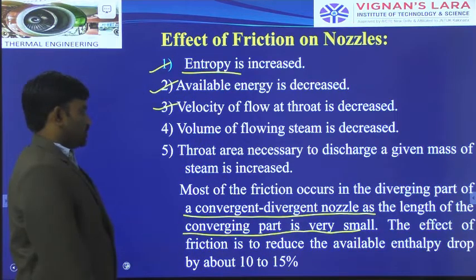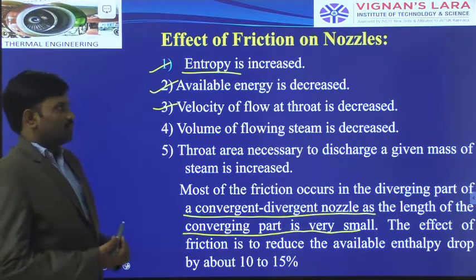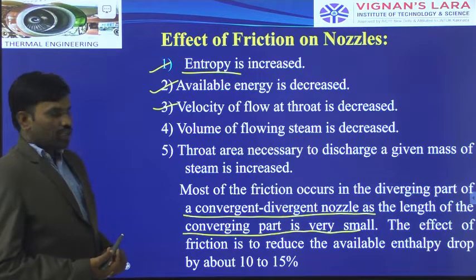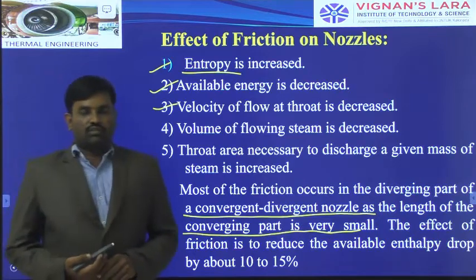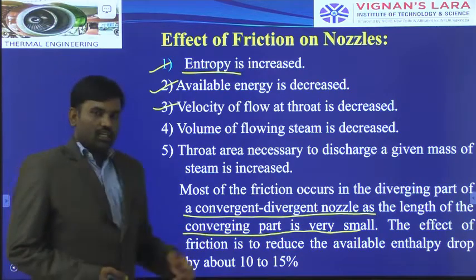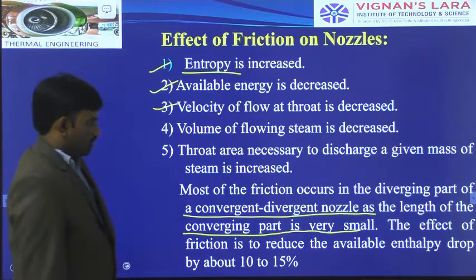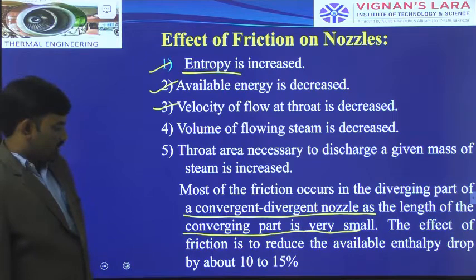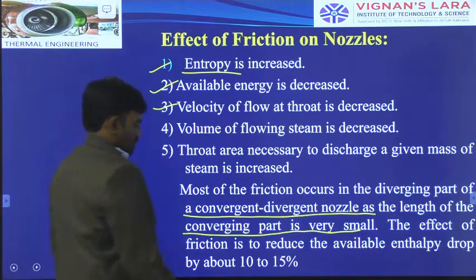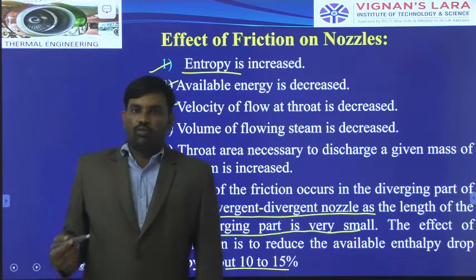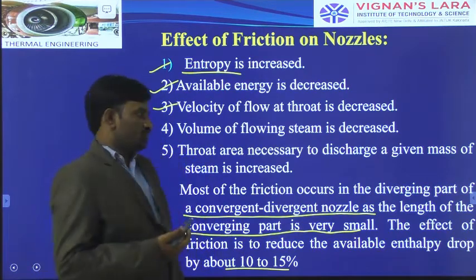If you see the converging diverging type of nozzle, the length of the diverging portion is very high compared to the converging portion. That's why we are getting higher friction at the diverging portion. The effect of friction is to reduce the available enthalpy drop by about 10 to 15%. If you get more enthalpy drop, you can get more velocity gain from the nozzle body.